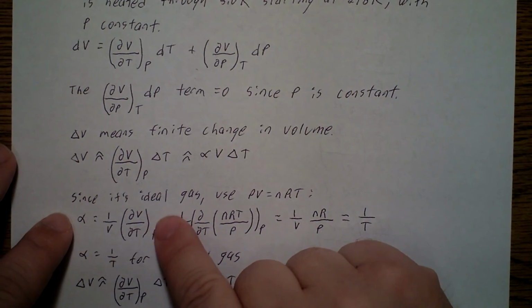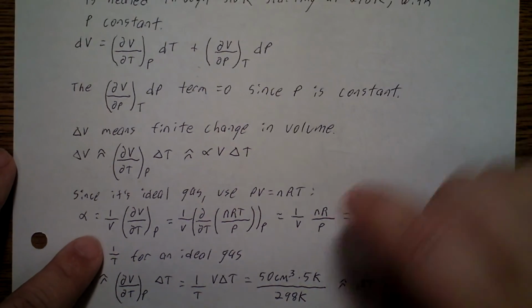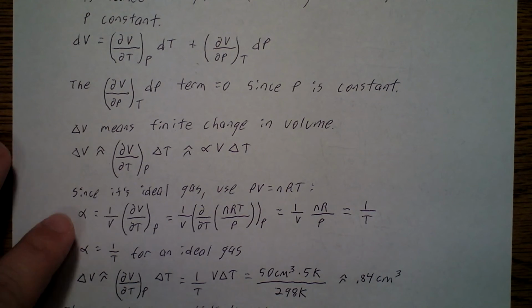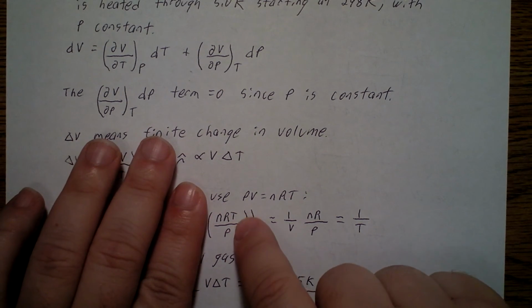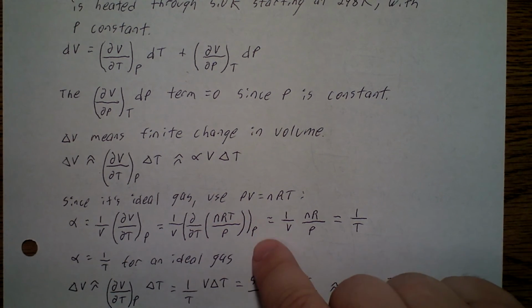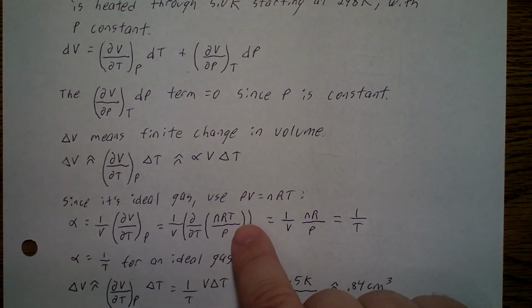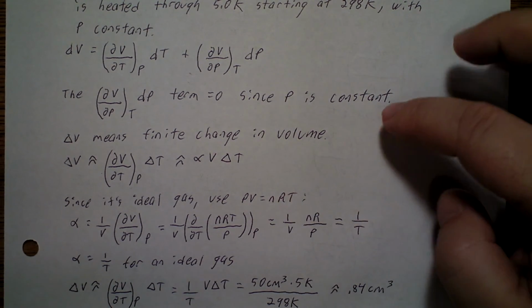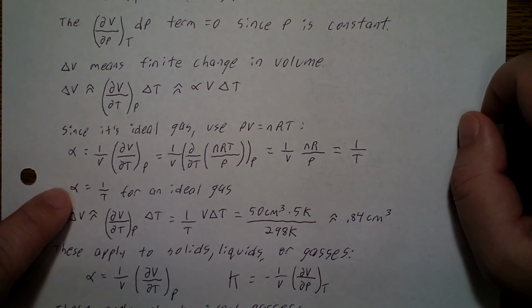Now, we're given that we're going to treat it as an ideal gas, so we're going to substitute in PV equals nRT. Remember, alpha equals 1 over V times the partial derivative of V with respect to T holding P constant. So substituting in for the volume, we get 1 over volume times the partial derivative of nRT over P with respect to temperature holding pressure constant. Then we just pull out the constants, nR and the P, and we get the derivative of T with respect to T, which is just 1. So we get 1 over V times nR over P, substitute using PV equals nRT again, and we just get 1 over T. So that tells us that for an ideal gas, alpha is just 1 over temperature.